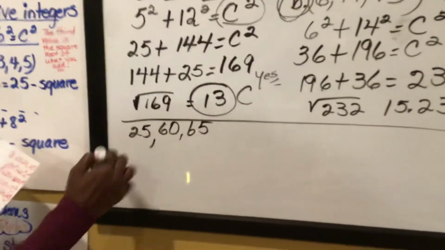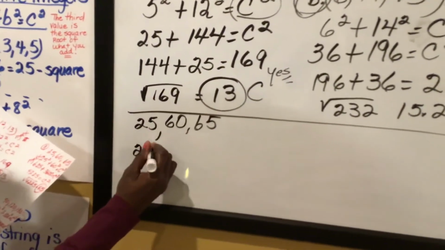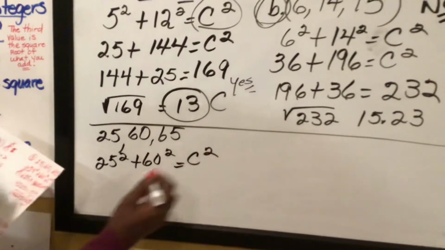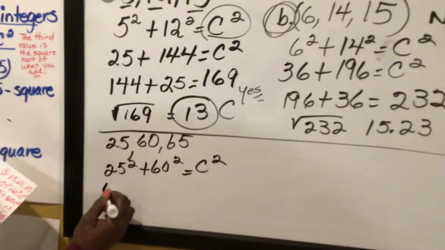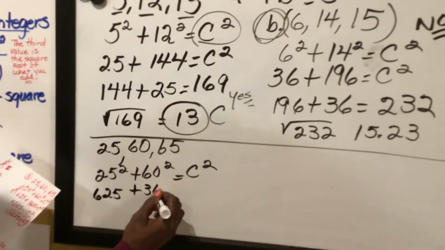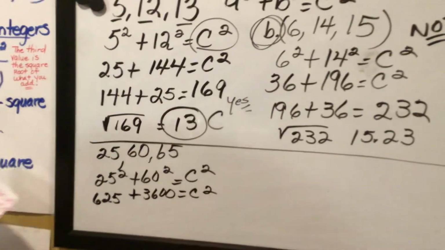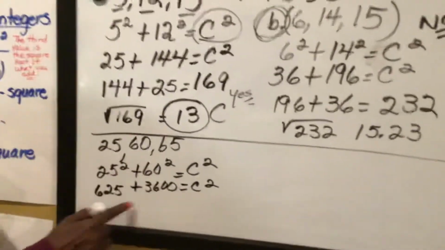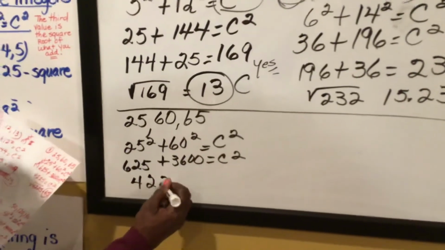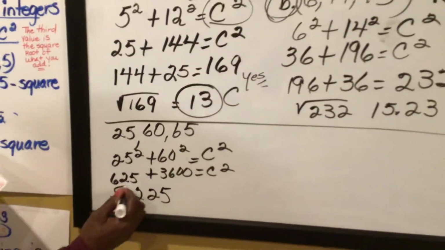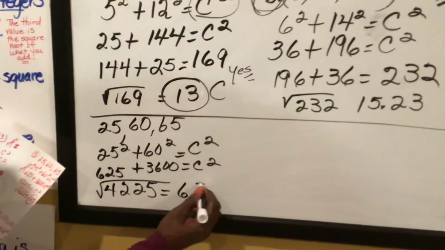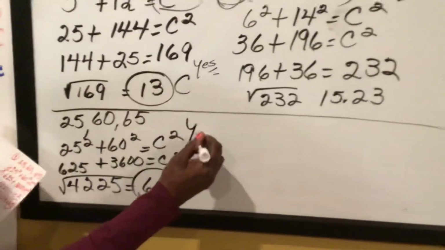Here we go. 25 squared plus 60 squared equals c squared. 25 squared is 625 plus 60 squared is 3,600. Hopefully you're able to see that. Now when I add these two numbers together, it's going to give me 4,225. But I got one more step. Take the square root of it. The square root of 4,225 is 65. Is that a perfect square? Yes. So we know that this one is correct.